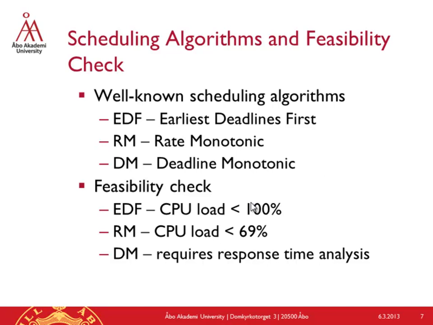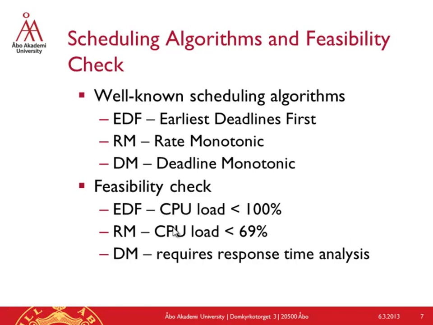How can you check, if you used, for example, earliest deadline first or rate monotonic scheduling algorithm for your tasks, that it works correctly? You have to use a feasibility check. Feasibility checks are defined for well-known scheduling algorithms. For example, for EDF, this feasibility check might be defined as the so-called CPU load factor. It's the CPU demand, or required computation time, for all of these tasks within the planning period or planning cycle. And this CPU load cannot go beyond 100%, of course, for a single core computer.